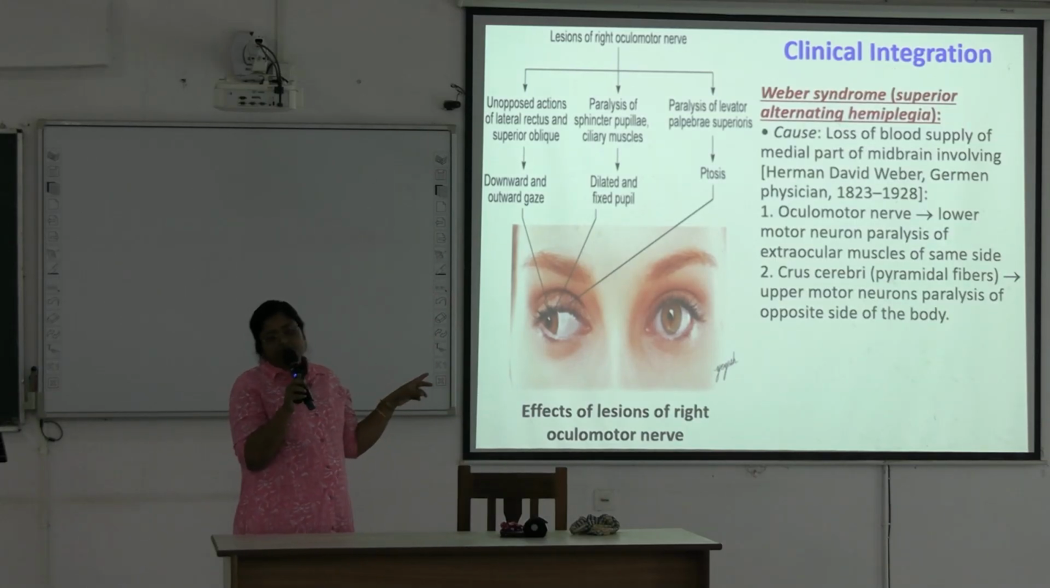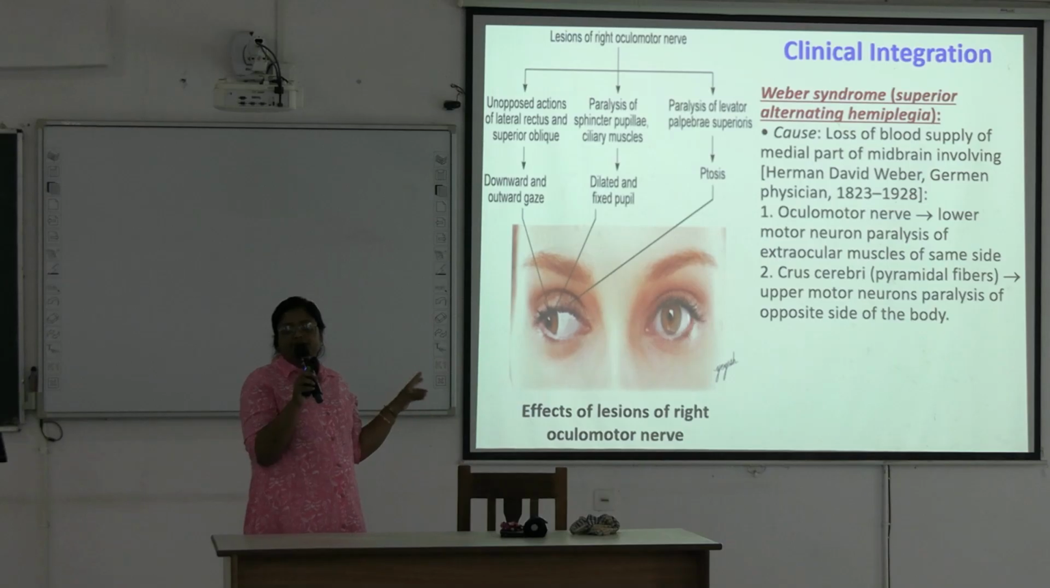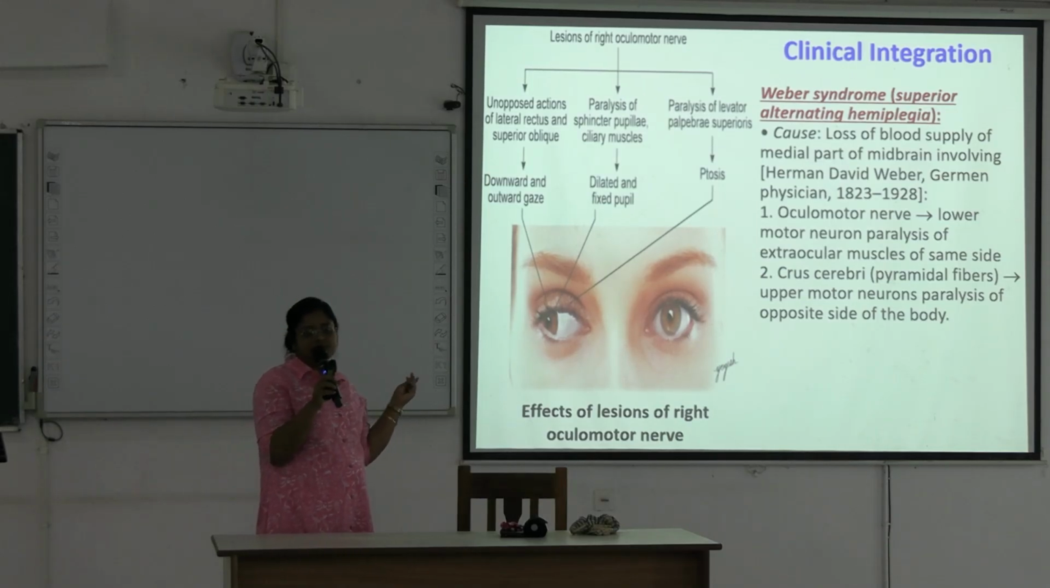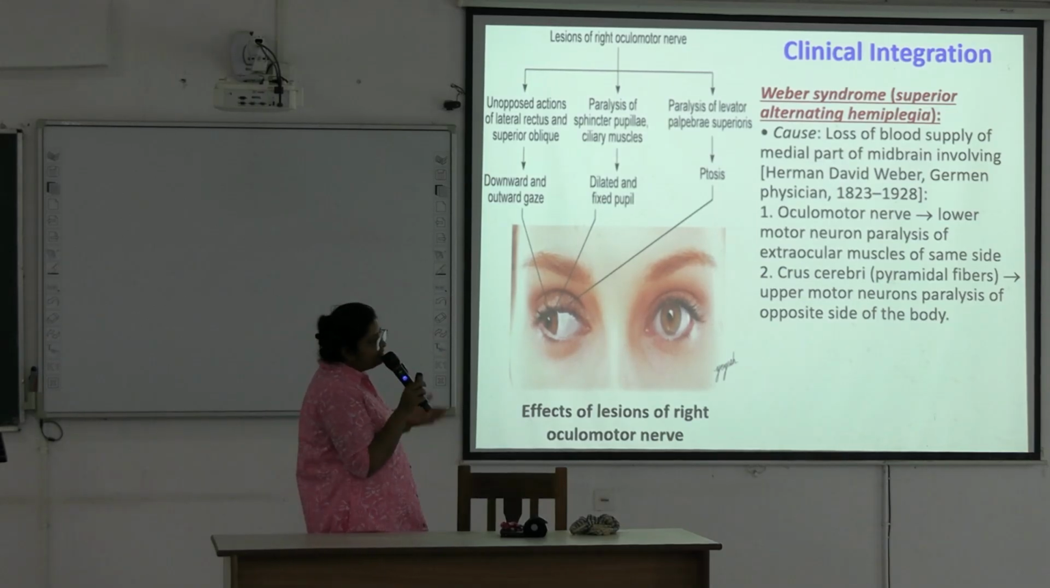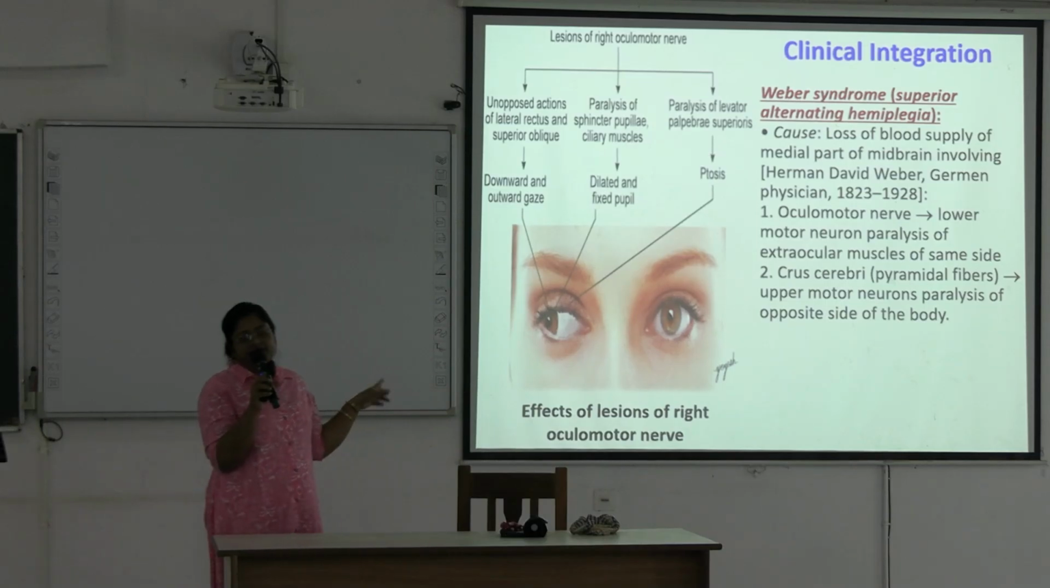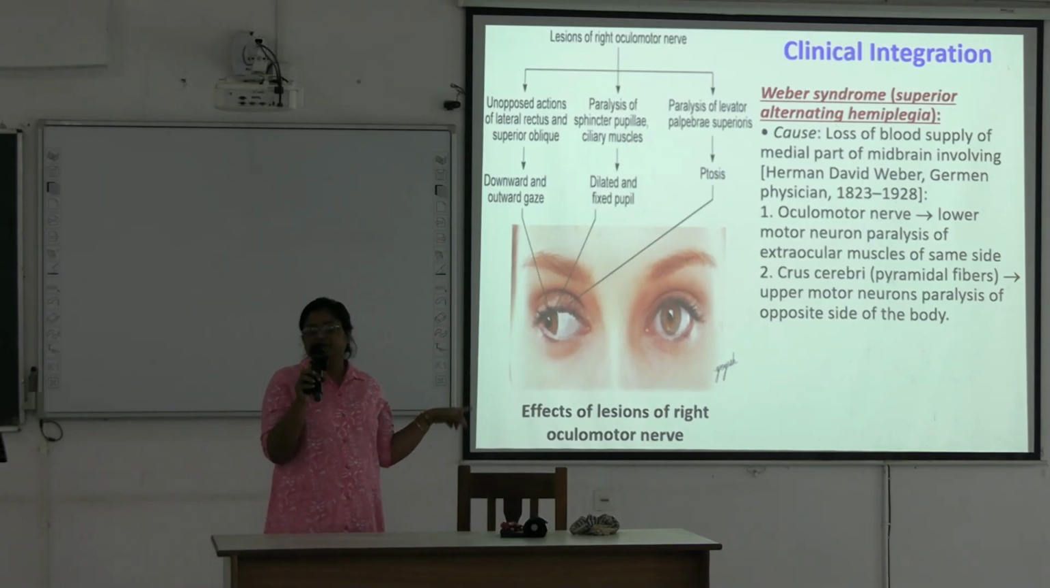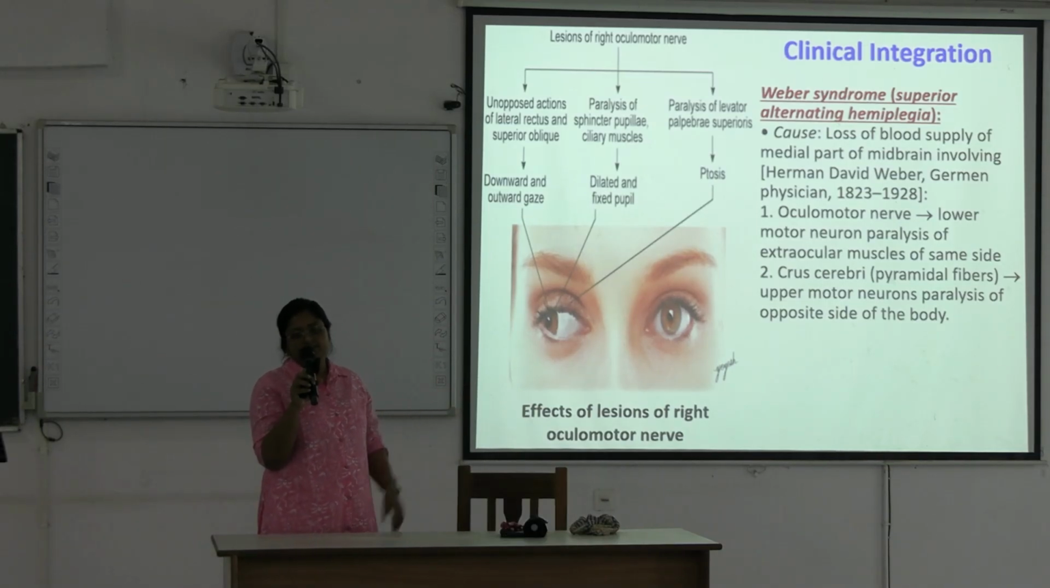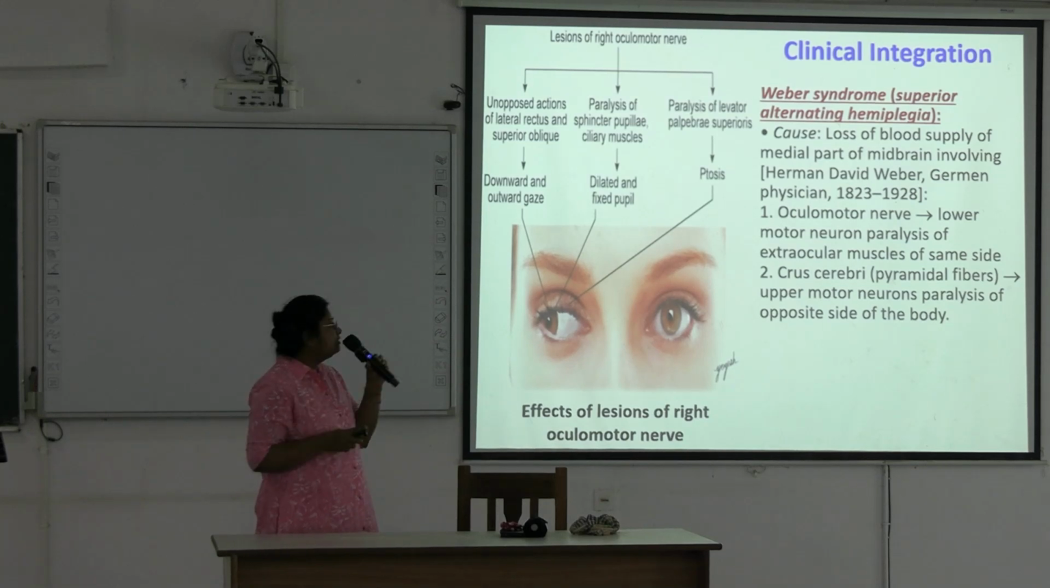An important syndrome for oculomotor nerve paralysis is Weber syndrome. Very important for your theory, Weber syndrome. Okay. And frequently asked in your viva and MCQs. Questions like 'All these can occur due to oculomotor nerve palsy except' can come in your theory.